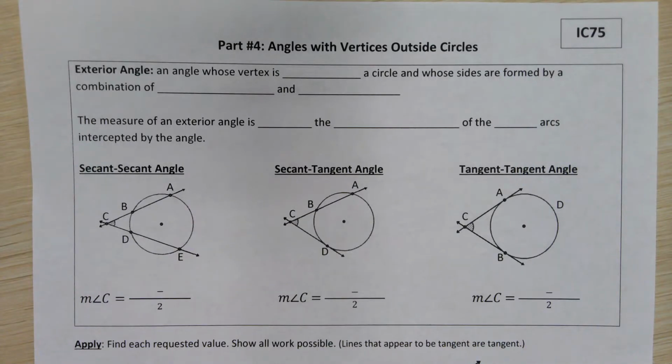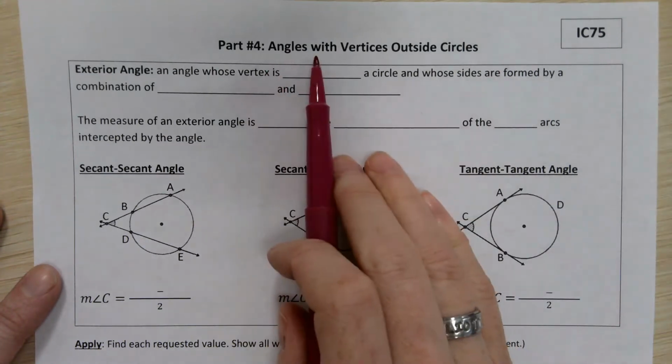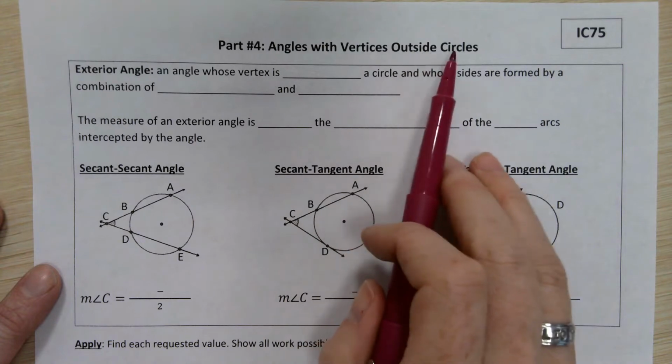For today's vocabulary notes, you will need in class 75. This is part 4 of standard 17 about angles and arcs in circles. Today's focus is on angles that have vertices outside the circle.